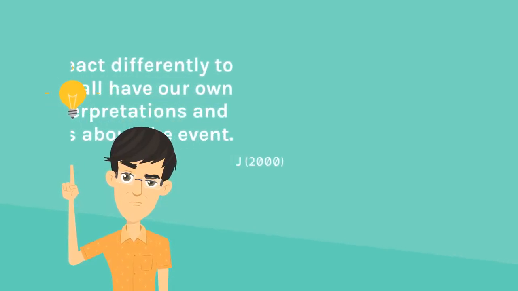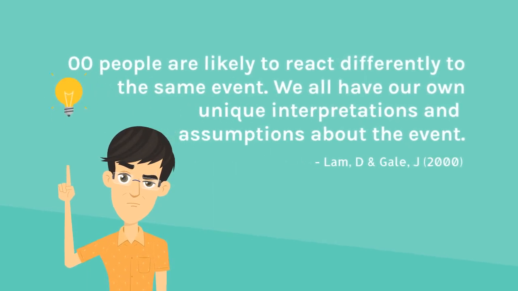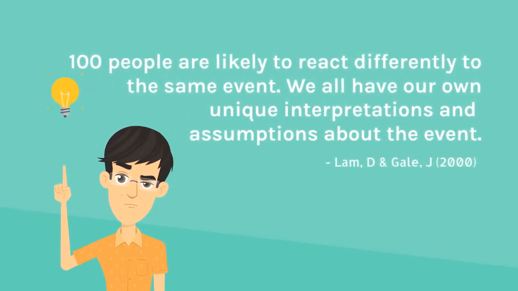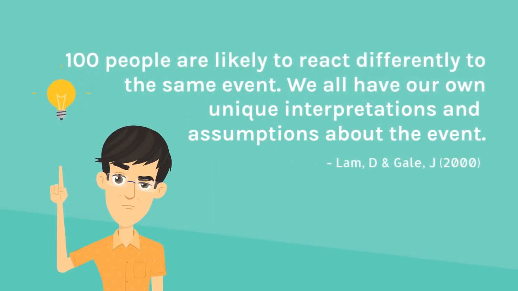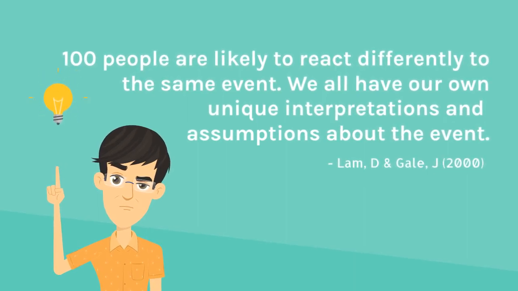A study by Lamb and Gale shows that there are 100 different ways to react to one event. Surely out of that 100, there is a more rational, balanced, and evidence-based alternative thought that we can have to influence how we react to that event. So we need to purposefully replace our suboptimal thoughts with alternative thoughts that are actually evidence-based.